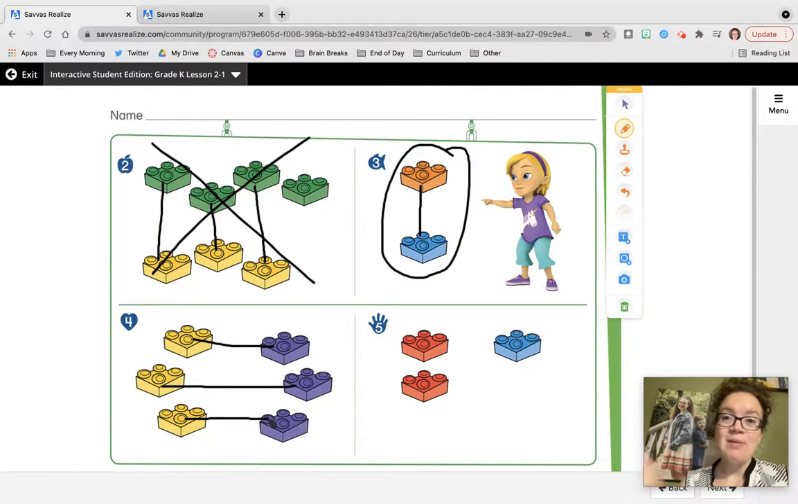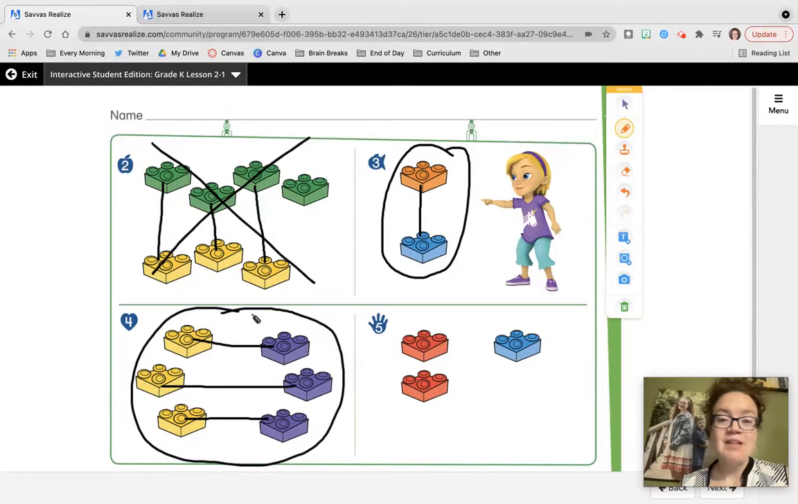Did they each have a match? Yes. So we will circle. They are equal. Show the guest teacher. Yes, they are equal. Show with your hands. Yes, they are equal.